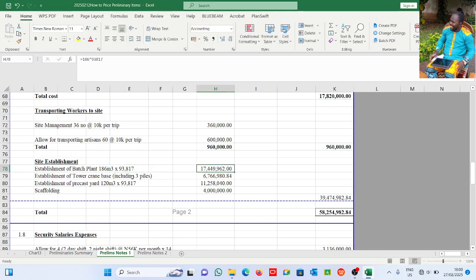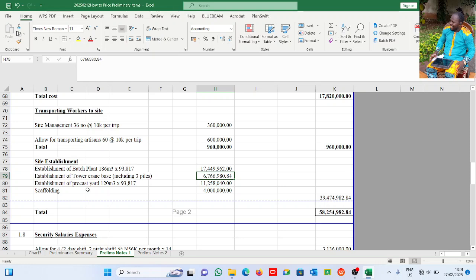The same thing for the establishment of the tower crane. If your project requires this, good. If it doesn't require it, it's just added knowledge for when you encounter projects of such magnitude that will require you to price these items. You'll be needing piles, 3 piles, at times 4, as the case may be. Here, 3 piles with a solid base where the tower crane is going to sit, say at 2 million per pile, and the others for the concrete base. That gives us this amount here.